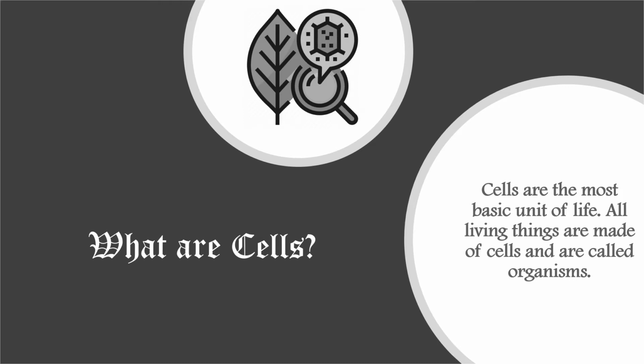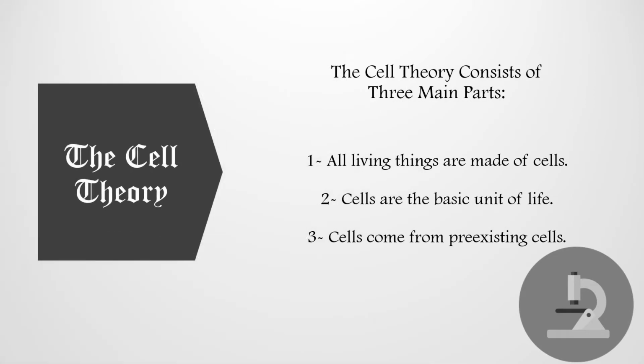The cell theory consists of three main parts. 1. All living things are made of cells. 2. Cells are the basic unit of life. And 3. Cells come from pre-existing cells.